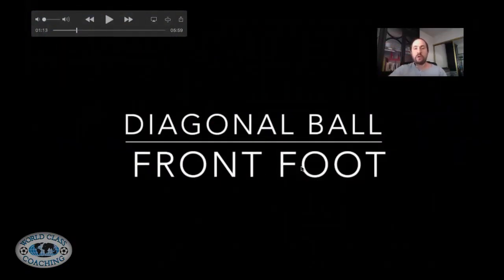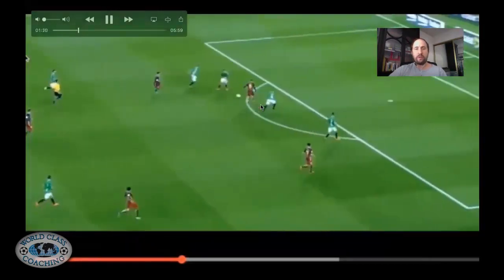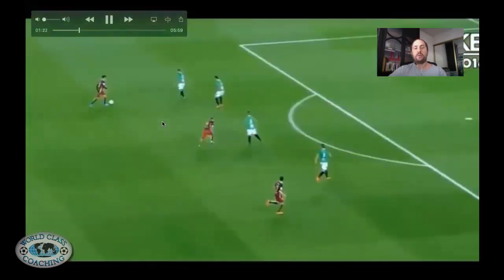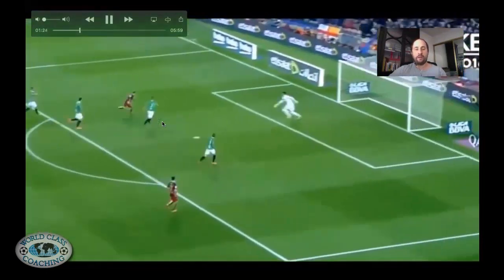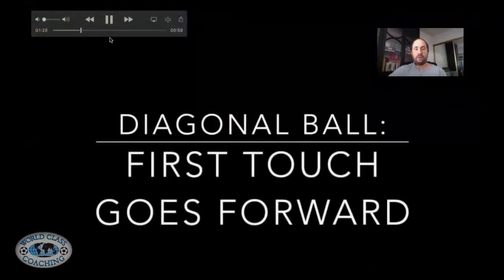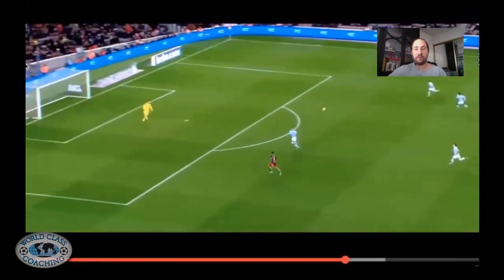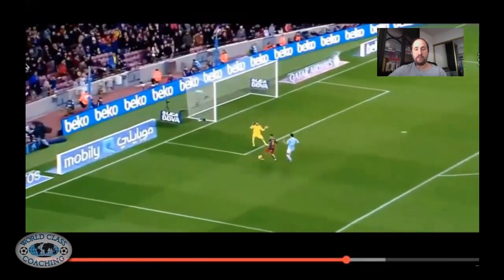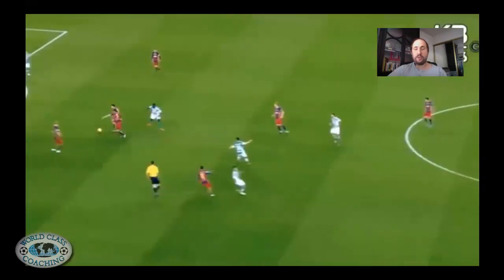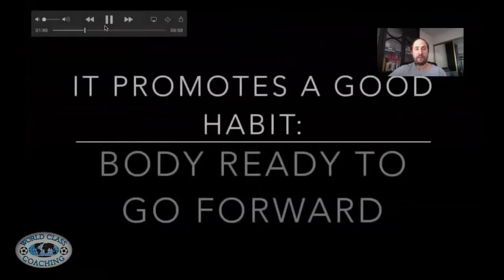And now you're looking for the front foot of your teammate. You can see here, there's not much space, but finding the front foot of your teammate is one way to get in behind. Now, not just find the front foot, you also have to have your teammate touching this ball forward. Your teammate receives it first with the front foot, touching it forward, and then you break the line.